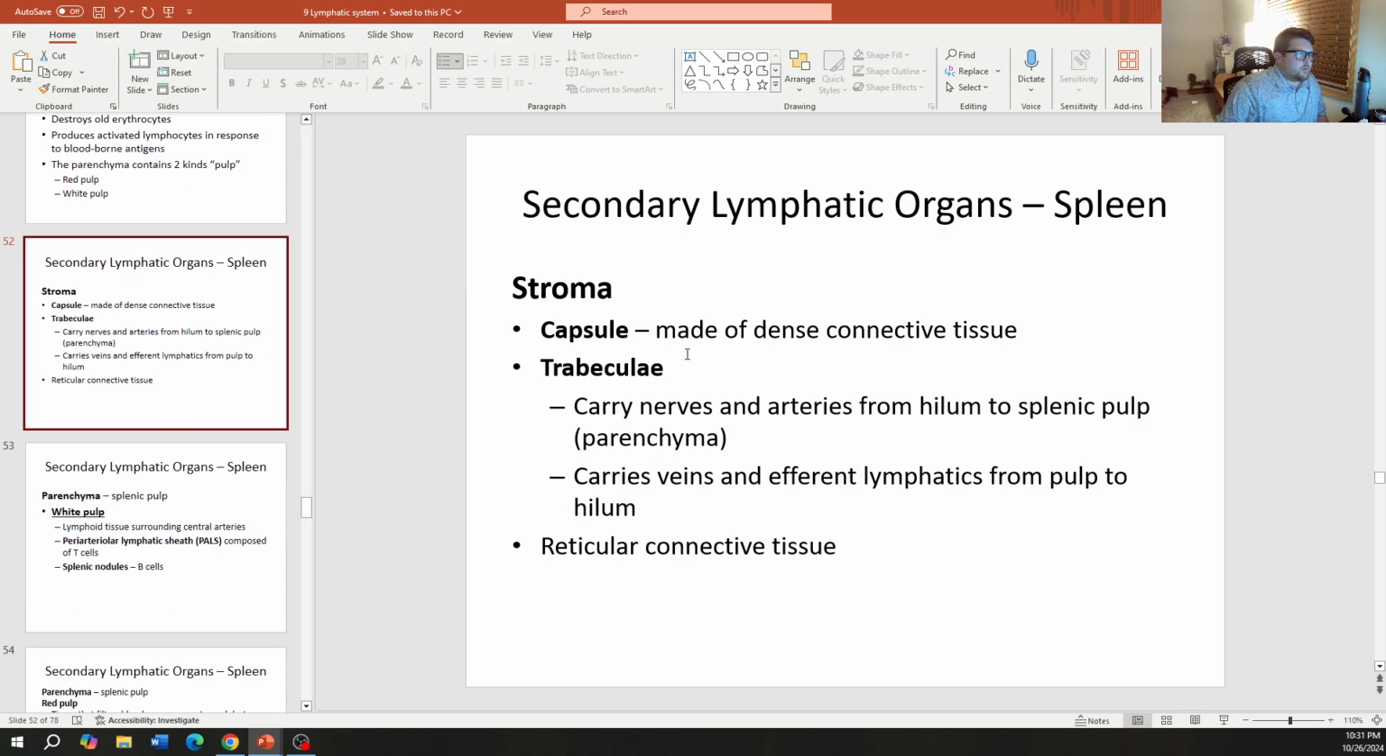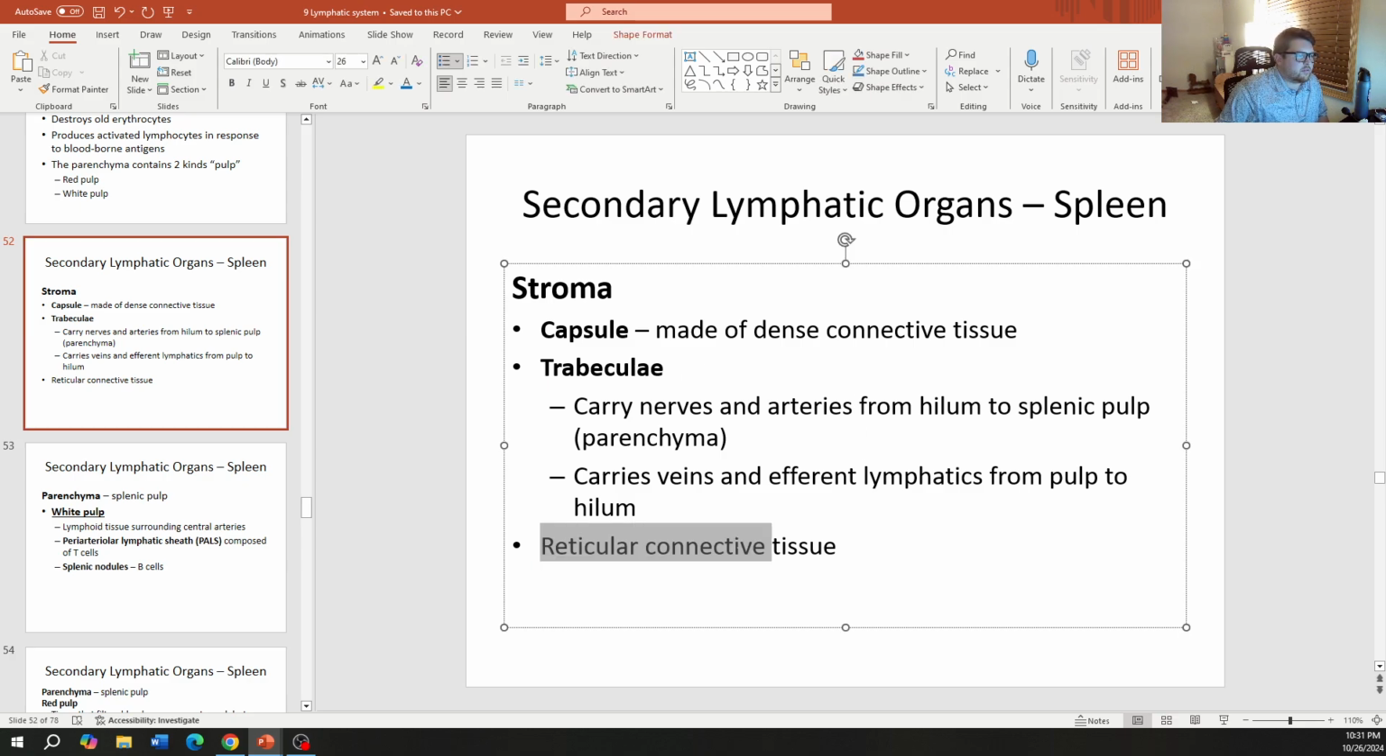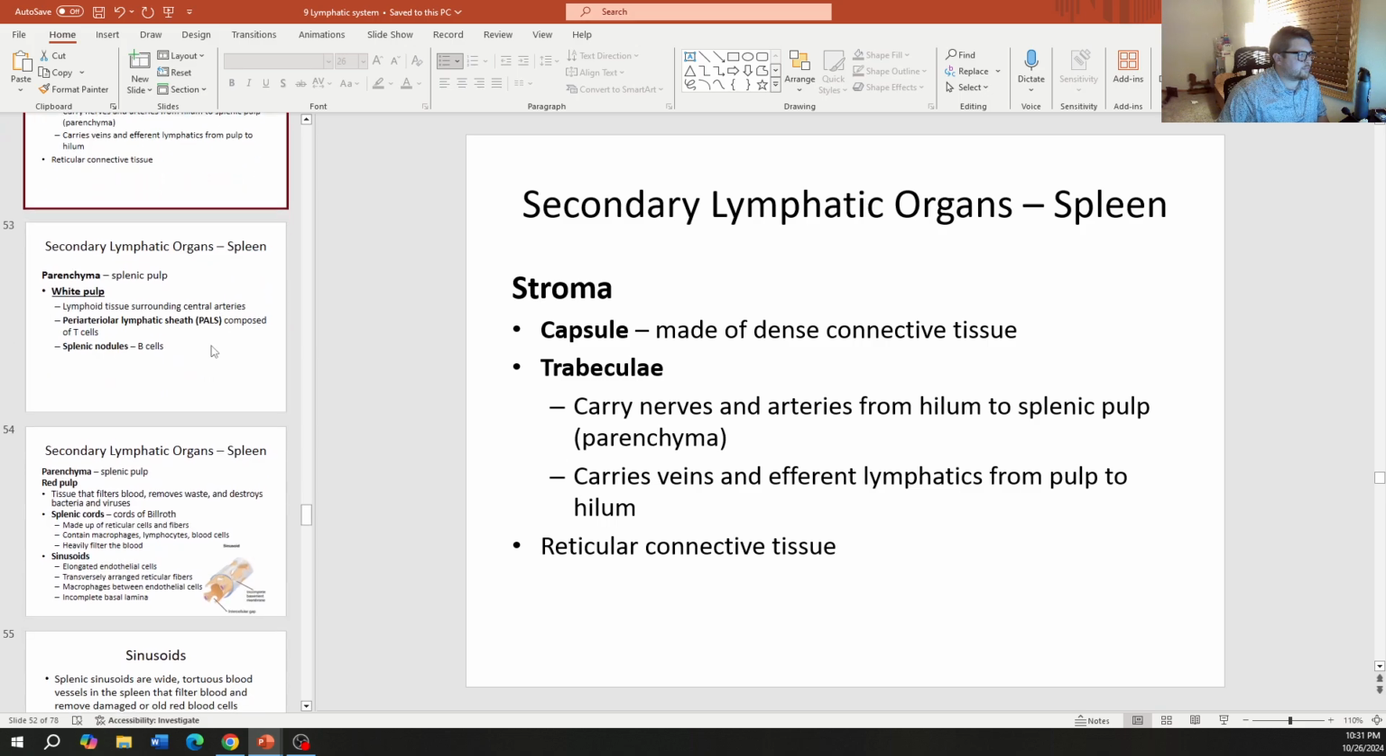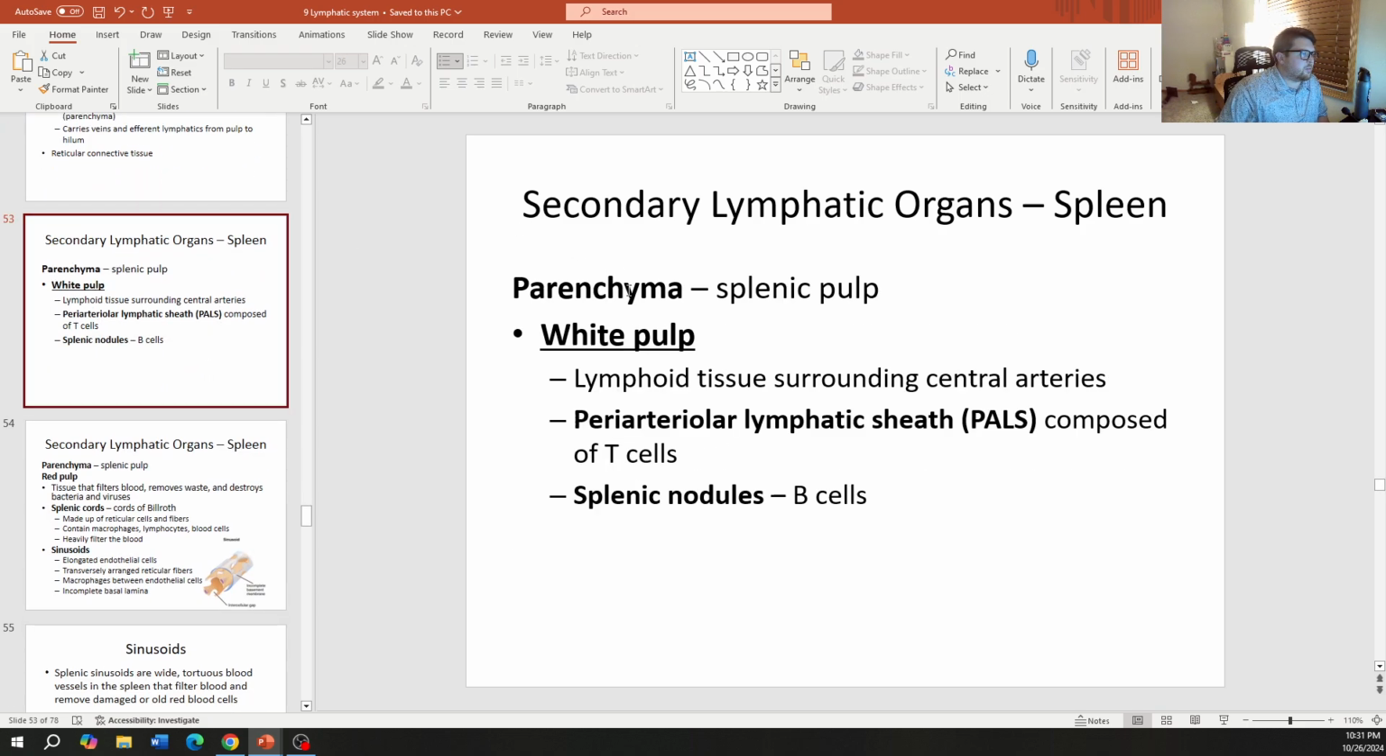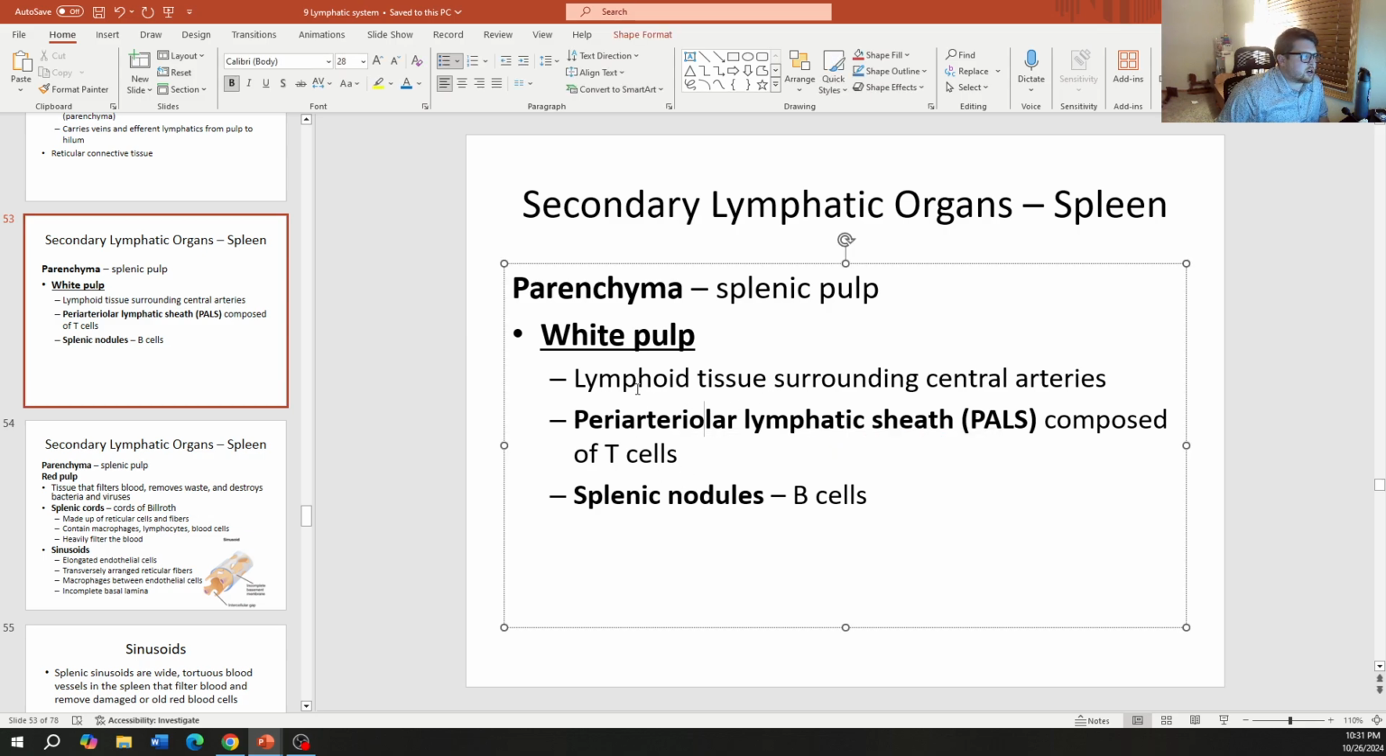Again, we have the stroma, we have the capsule, we have trabeculae, and it's made up of reticular connective tissue. The parenchyma we're going to get into, okay? We have white pulp, we have red pulp. The white pulp, I'm going to hit with a little bit of terminology, and then we'll see each of these, okay? So the lymphoid tissue surrounding central arteries is known as the white pulp. Central arteries are a specific type of artery that we will see.